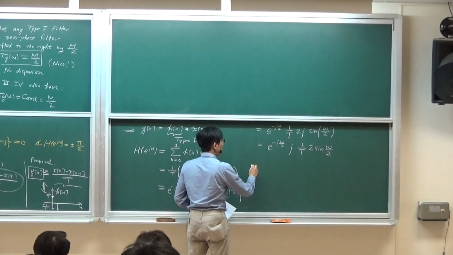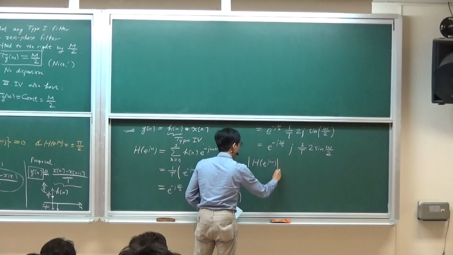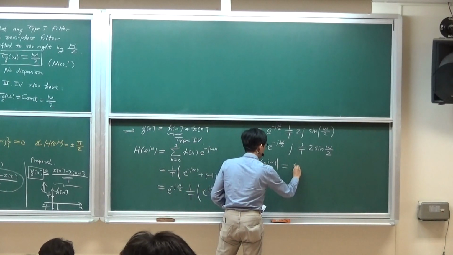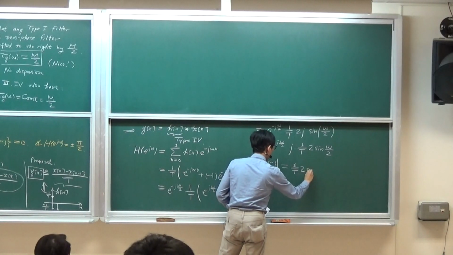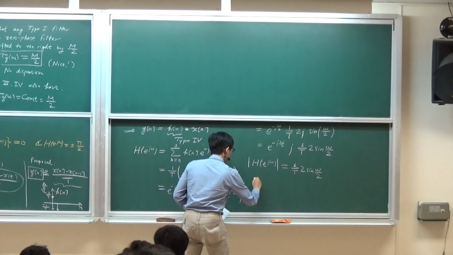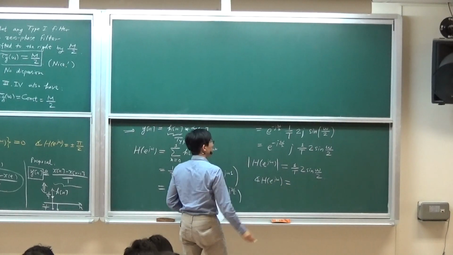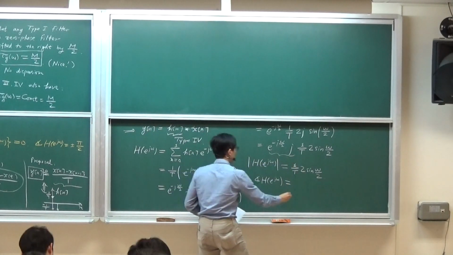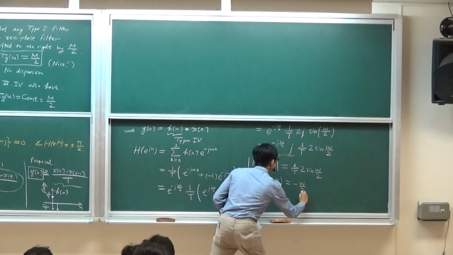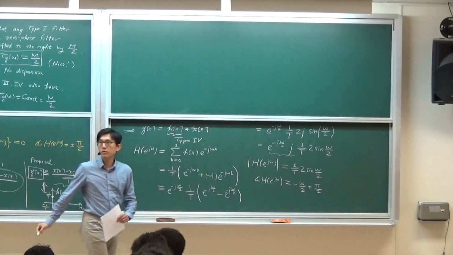So therefore, the magnitude response is what? 1 divided by T, 2 times sine omega divided by 2. And the phase response is this part. The phase response is minus omega divided by 2 plus pi divided by 2. That's our phase. Any questions so far?